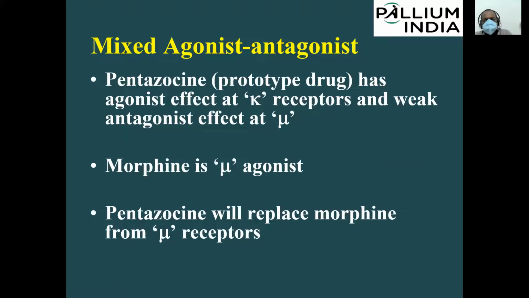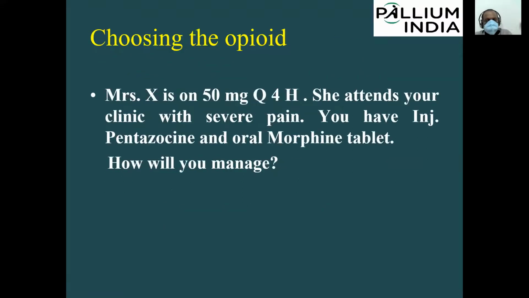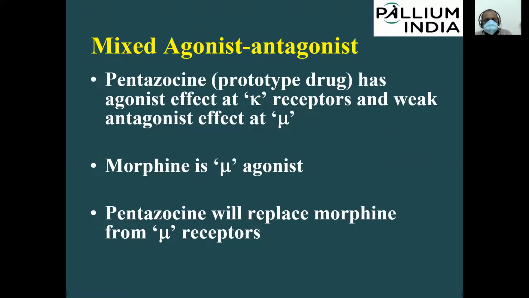And pentazocine is actually it acts on 2 receptors. It acts as an agonist at kappa receptor, but it is an antagonist at mu. But morphine is a mu agonist. So we know that morphine is a strong analgesic which will give you pain relief. Morphine is a mu agonist, but pentazocine is an antagonist at mu. Okay, but agonist at kappa.